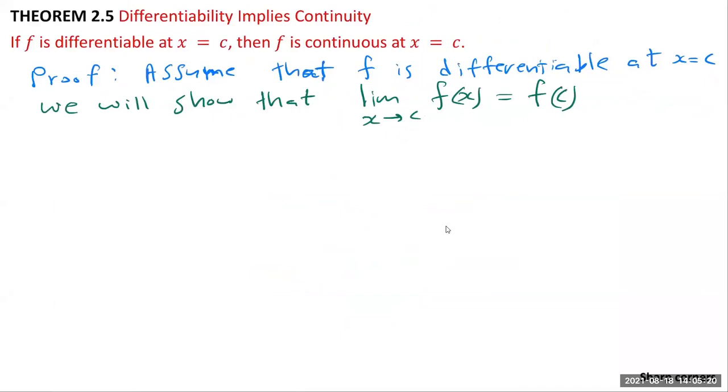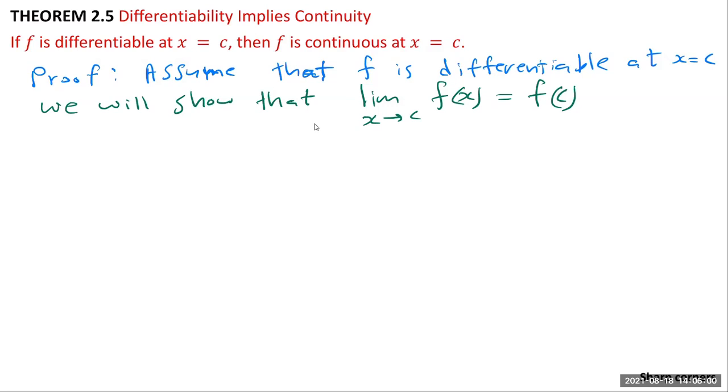Next, we have this interesting theorem which gives you a connection between differentiability and continuity. Let's see what it says. Differentiability implies continuity. If f is differentiable at x equal to c, then f is continuous at x equal to c. Or in other words, differentiability at a point x equal to c implies continuity at x equal to c. Or in other words, differentiability is a stronger condition than continuity.